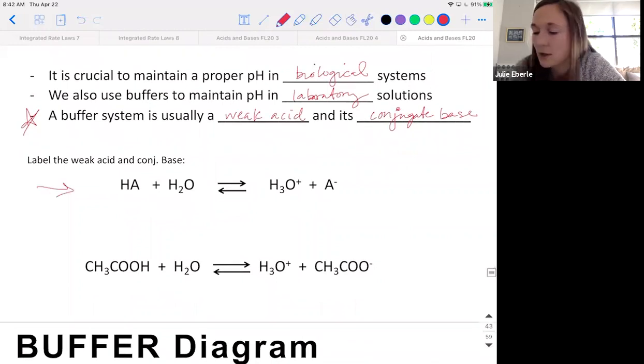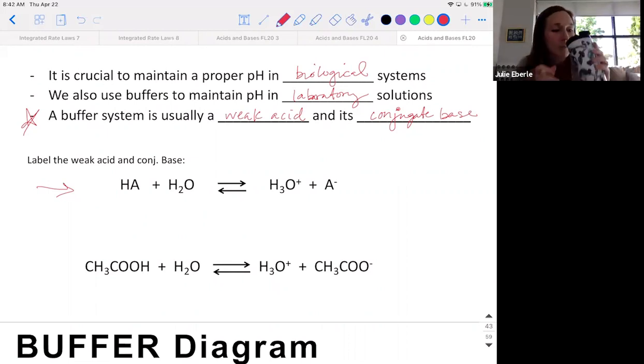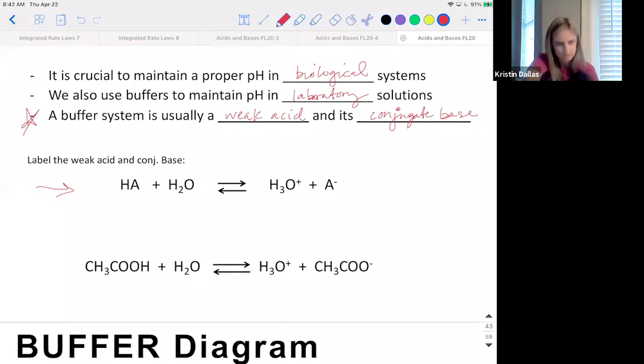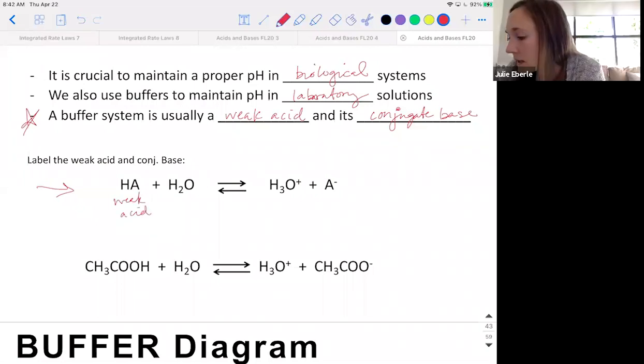This is a weak acid solution. So here's the general equation for an acid with water. Which one's the weak acid? Which one's the conjugate base? Can somebody tell me? Which one's the weak acid? HA. Which means the conjugate base is what's left over once we give away the hydrogen.